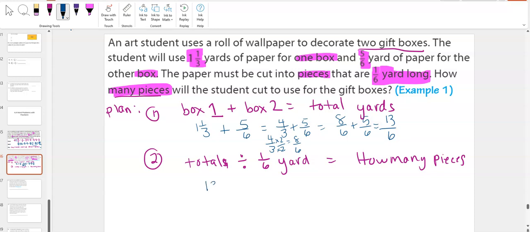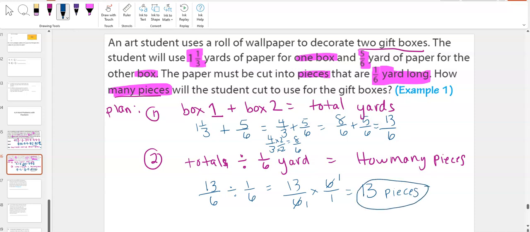I need to move it down here for step 2. 13/6, I'm going to divide that into 6. How many 6? Well, we should know in our head, but let's do the math anyways. 13/6 times 6 over 1. Okay. This is a really nice way to use cross-canceling because 6 divided by 6 is 1. 6 divided by 6 is 1. So my answer is going to be 13 pieces. So an art student, whoever this is, is going to need 13 pieces of 1/6 yard long paper.